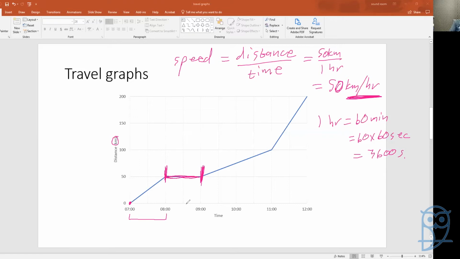How far did they travel between 9 a.m. and 11 a.m.? So from here to here. And the question is, how far? Far meaning a distance. So from 9 to 11, at 9 they're at a distance of 50. At 11, they're at a distance of 100. So therefore, 100 minus 50 means this distance is 50 kilometers.